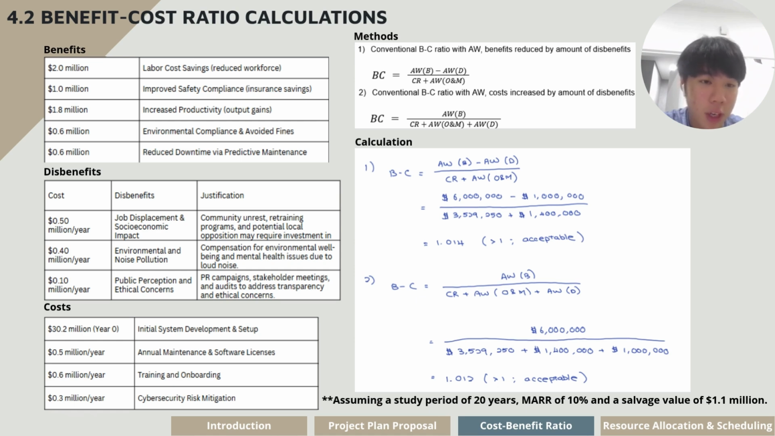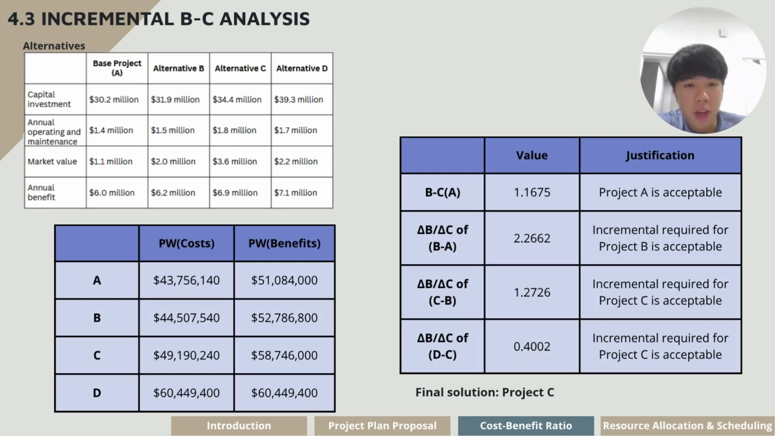the acceptability of the project itself, and we assume a study period of 20 years, a minimum attractive rate of returns of 10%, and a salvage value of 1.1 million. And yes, the result is that the project is acceptable. Naturally, we came across multiple alternatives, and we of course wanted to determine which one is the best alternative.